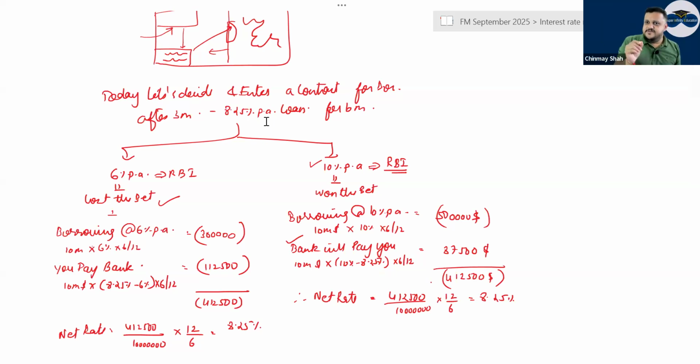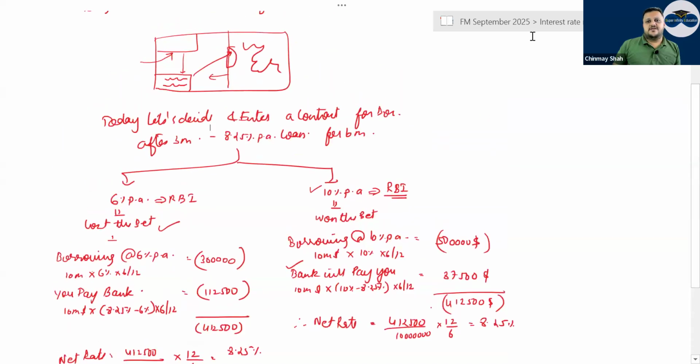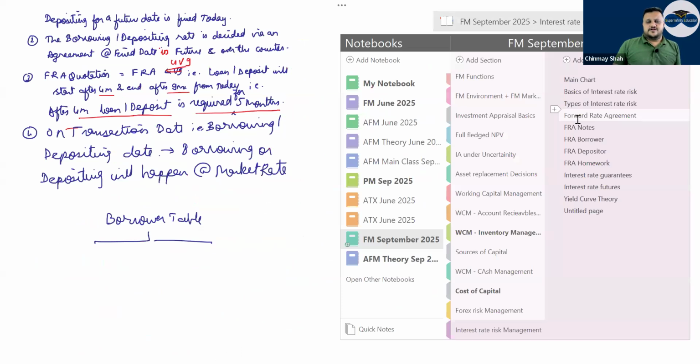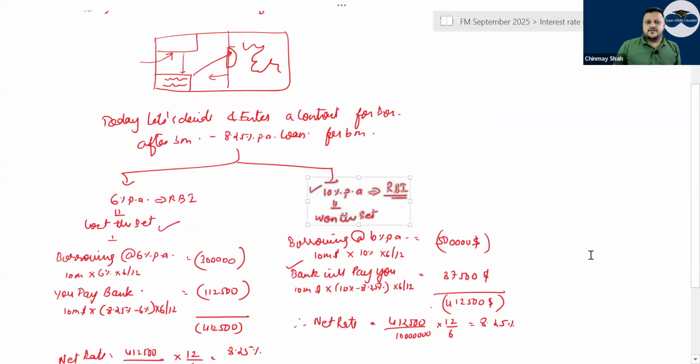In 3v9, the first number is the number of months at the end of which the loan will start. And a 3v9 FRA means the loan will be repaid 9 months from today. Then if the rate goes to 10%, you thought it would go up. So you took a borrowing FRA at 8.25. If the forward rate agreement rate is 10% per annum, correct? You won the bet because in the market the rate is 10%.